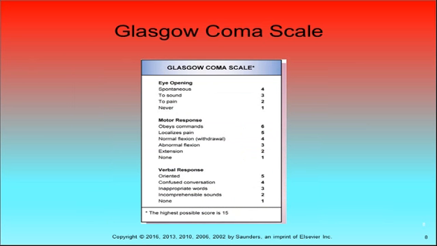So this is our Glasgow Coma Scale, and if you don't remember, the higher the score the patient has, the better off they are neurologically. The highest possible score is 15. So remember, the higher score they have, the better off they are. The lower score, of course, the patient's neurological function is not very good. And with patients who have neurological trauma, you want to be evaluating their neurological status sometimes every hour or every couple of hours.